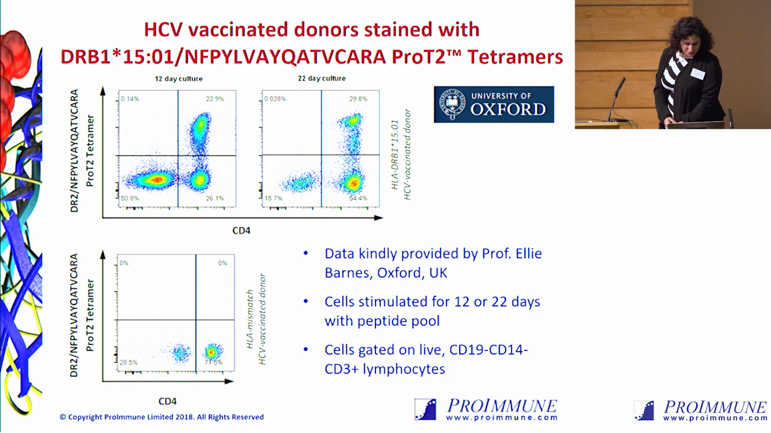Here is another example, kindly provided to us by Professor Ellie Barnes, where in this case, because of those low numbers, they managed to culture the cells with the matching peptide and therefore expand those cells, and the numbers improved to 29% rather than 0.054%. In this case as well, the stainings were successful, and they were very happy with them, and that's why they sent them to us.